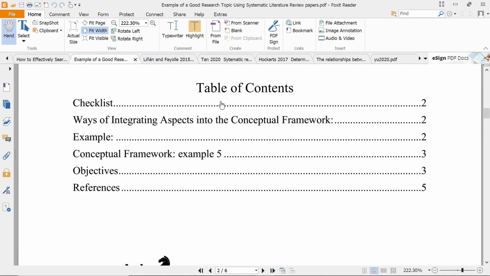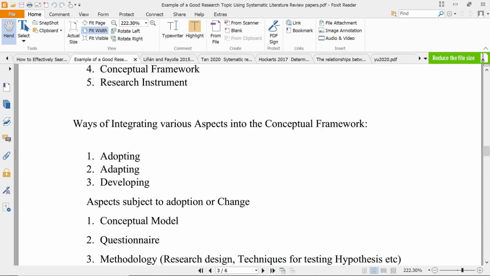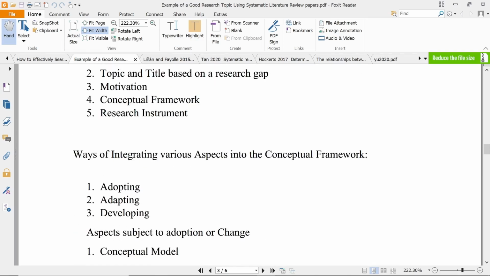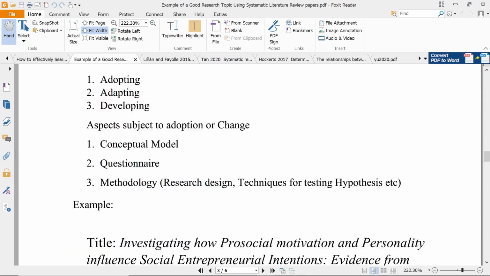So you have to have a checklist again. You have to have a good title following the rules of topic generation, a topic or title based on a research gap, motivation or factors. Then the conceptual model, research instrument. So you have to think of all those things. You have to consider, are you adopting or developing the conceptual model, the questionnaire or methodology?